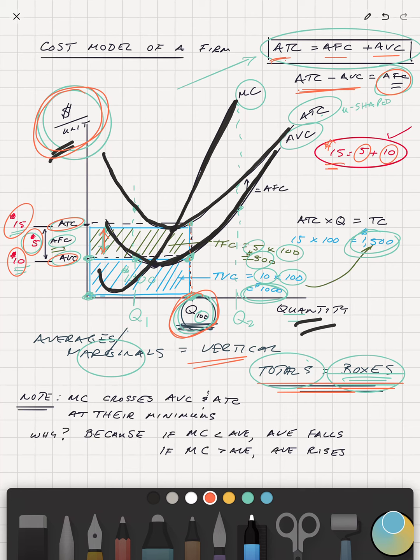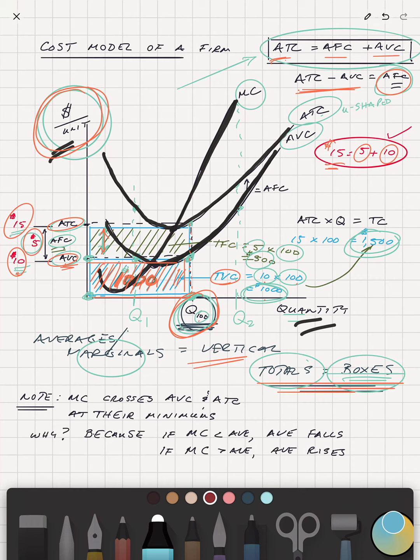So now notice what happens here. I take my average variable cost, which is $10. I multiply it times Q. I will shade this in again. It's going to go from blue to orange. Here's the equation. $10 times 100 units equals $1,000 in total variable cost. That is what we see right there.